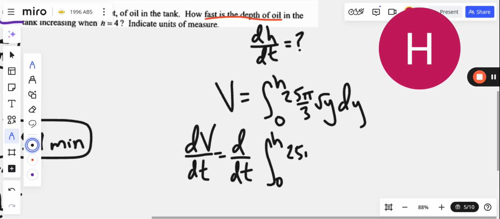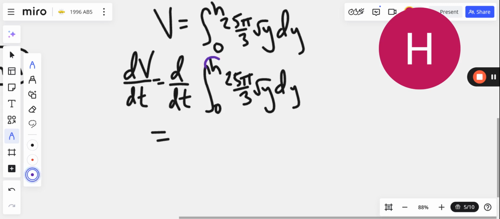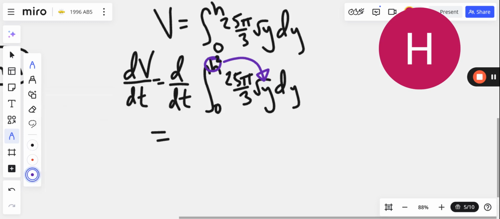And you guys know what happens when we take the derivative of an integral, right? We basically just replace the limit here, the variable limit, into there. We do have to consider the chain rule. Like if this were h squared, it would technically put an h squared in there, but then we would still have to multiply by 2h. So we would still have to follow the chain rule. I would definitely mention that if we needed it. But other than that, we're just saying this is 25 pi over 3 times square root of h.